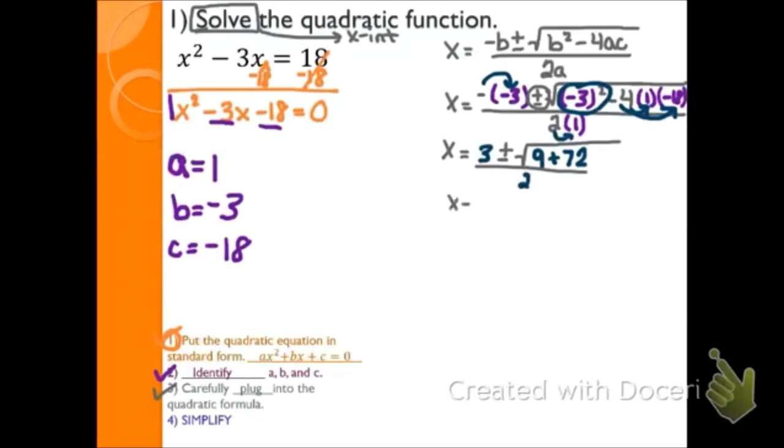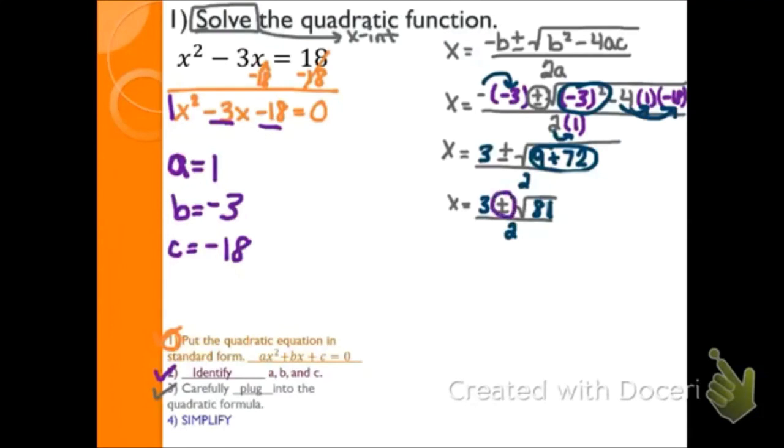x equals 3 plus or minus the square root of 9 plus 72. I'm going to go ahead and add that. That makes 81, all over 2. Okay, once I get to this part, now I'm going to address this plus or minus here.